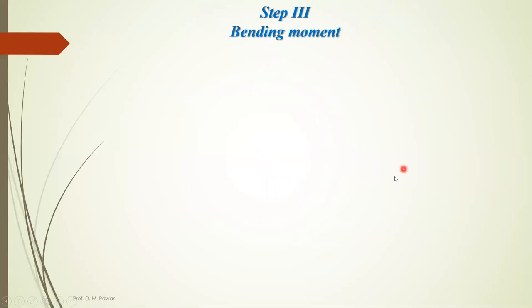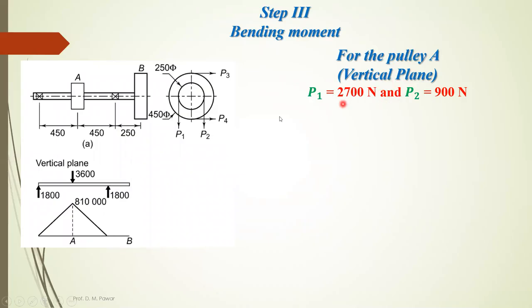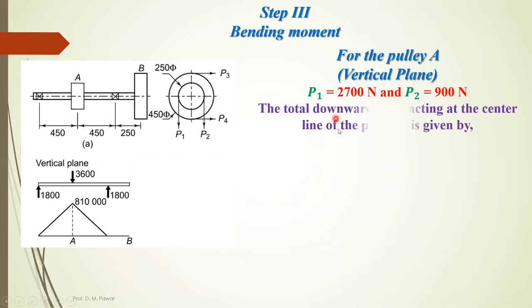Next, the third step is to calculate the bending moment. To calculate the bending moment, let us consider this diagram. In that, for pulley A, for the vertical plane, we know that P1 and P2 are the vertical forces. So P1 is equal to 2700 and P2 is equal to 900 Newton. The total vertical force acting on pulley A is P1 plus P2, that is equal to 3600 Newton. You can see here in the vertical plane diagram, 3600 Newton is acting at point A, vertically downward.